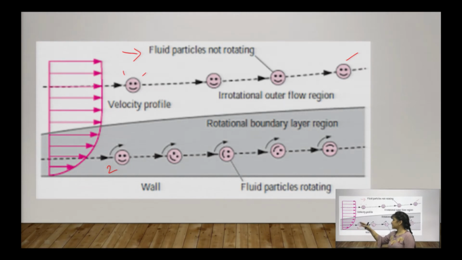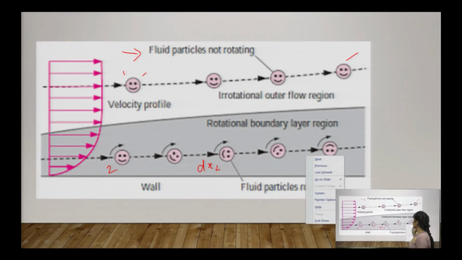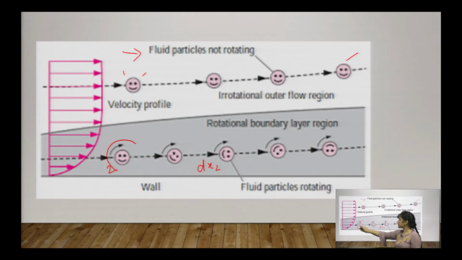Coming to the rotational flow, or coming to particle number 2, there you can see that after travelling a distance of dx, it slightly rotates about its axis, then again after travelling a distance of dx2, it has rotated, and finally when you look at it, it is not in the position it started from, meaning it keeps on rotating about its own axis together with the movement from the initial point to the final point, and this is known as rotational flow.